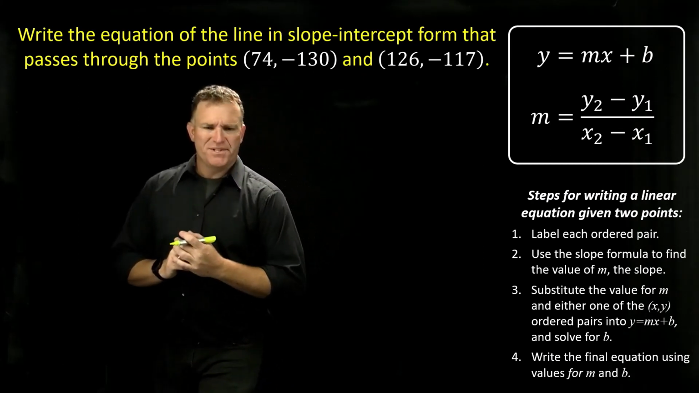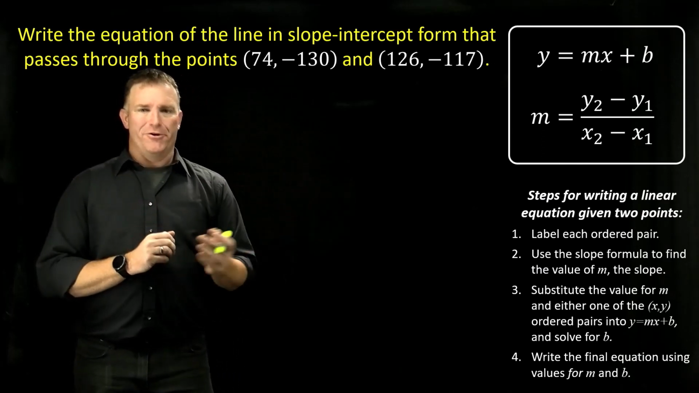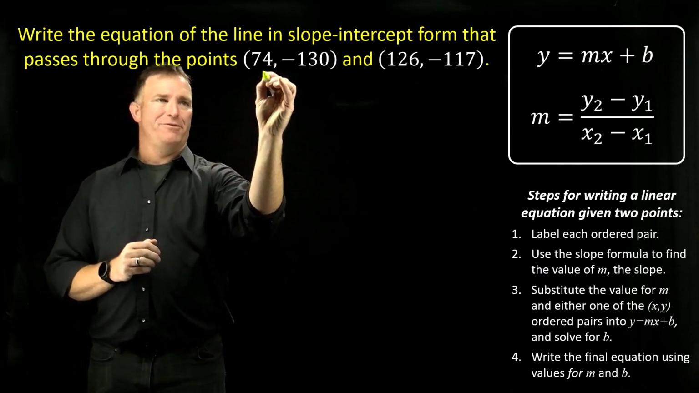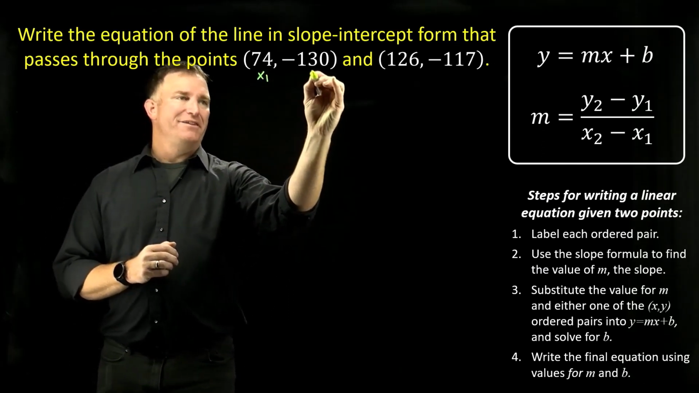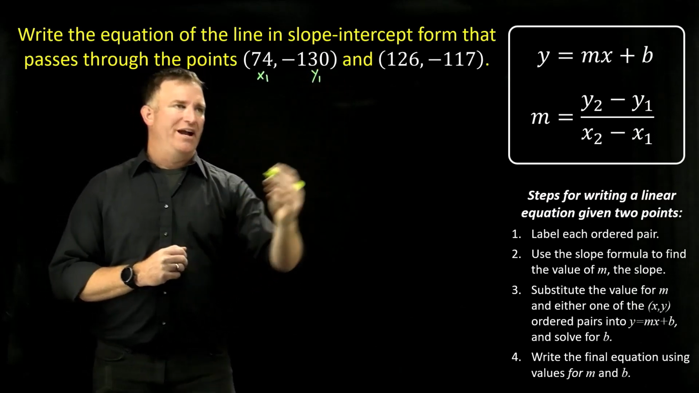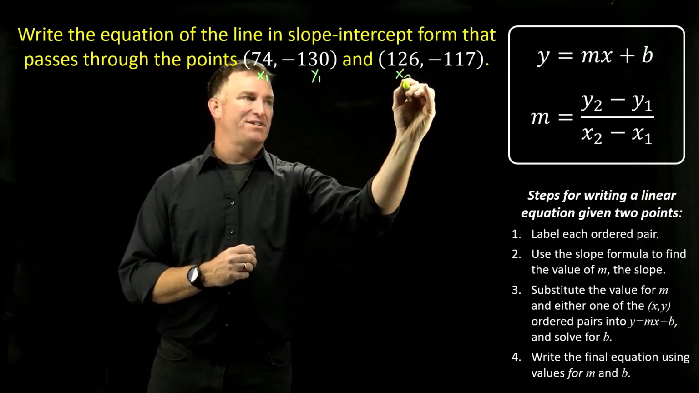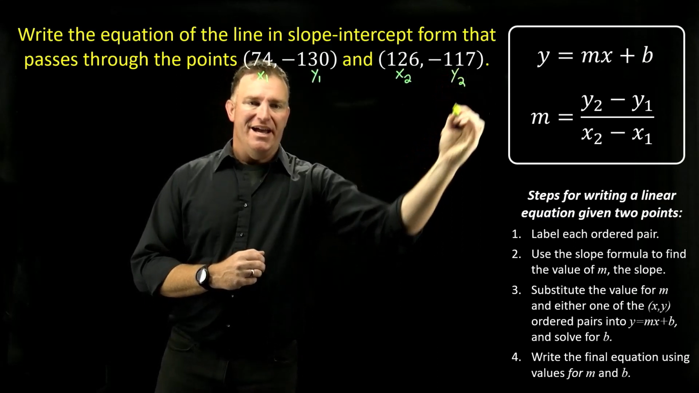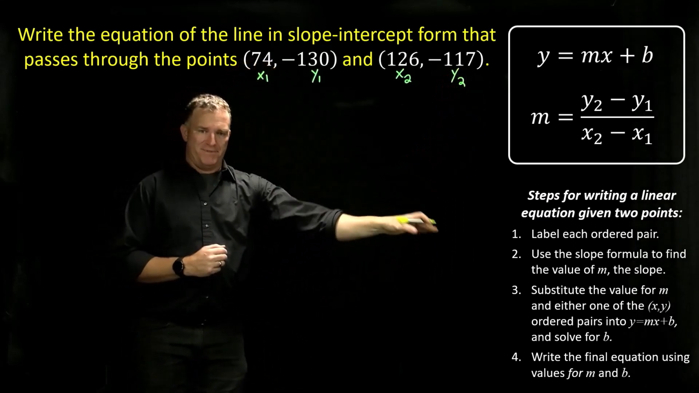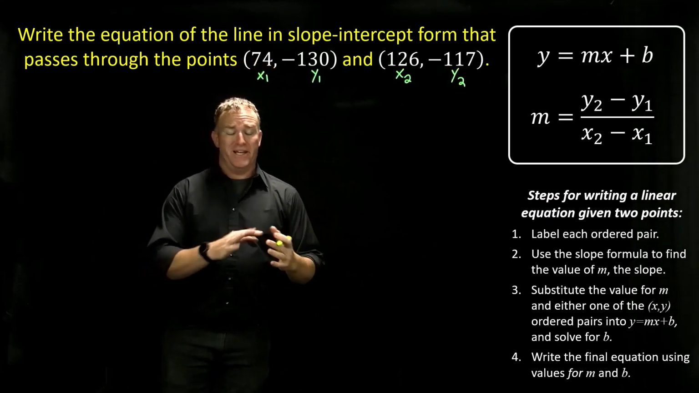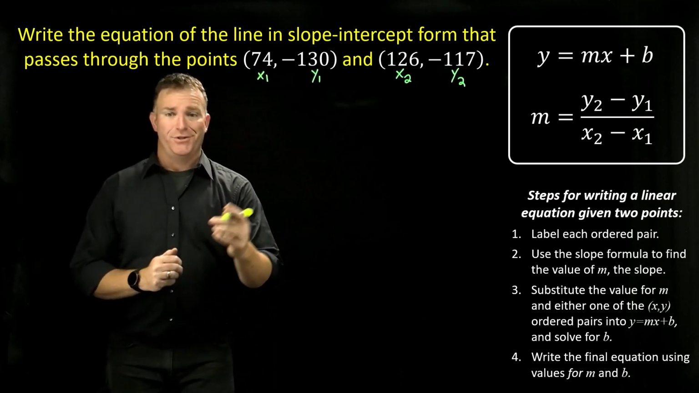But let's see, I will start by labeling my ordered pairs. And so 74 will make that x1, negative 130 can be y1. All right, and then over here we'll make this x2 and y2. And that will allow me to go to step 2 down here and use my slope formula and just plug some numbers right into my slope formula.